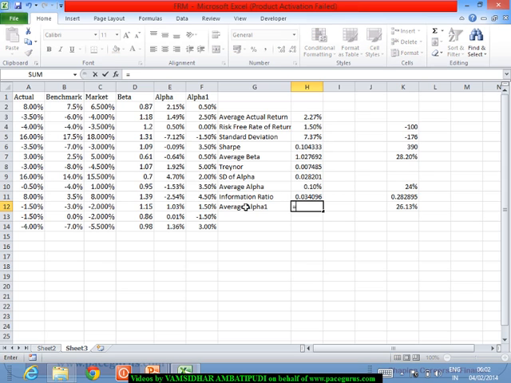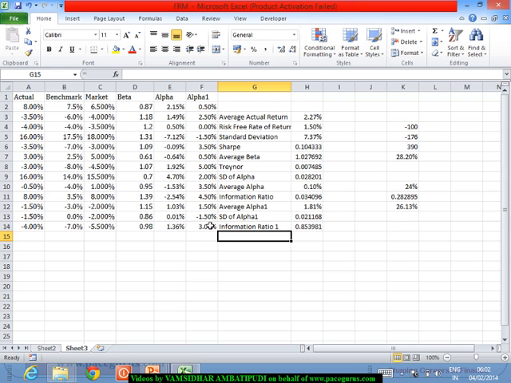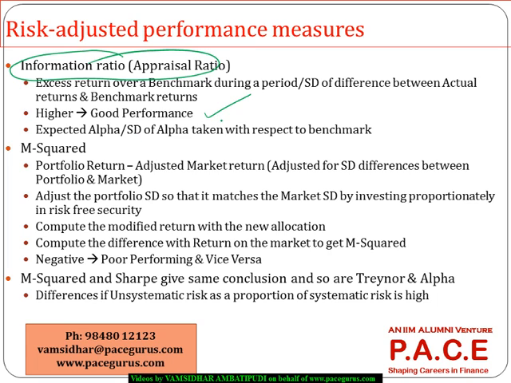Let me call it average alpha 1 for our understanding. So this is the average alpha 1 and the standard deviation of alpha 1 comes out to be this much. So from here I can find out the information ratio 1, which is nothing but average divided by the standard deviation. So this is what comes out to be the information ratio. Whatever benchmark I am using, when looking at the value of the information ratio, the higher the ratio the better it is.